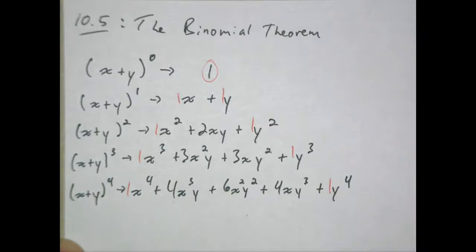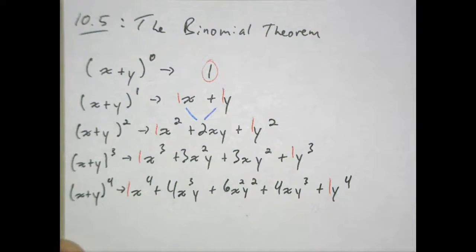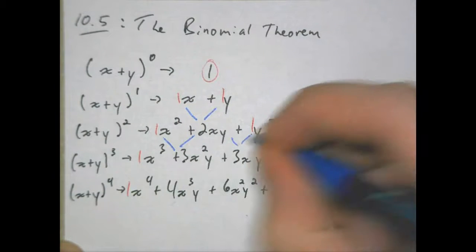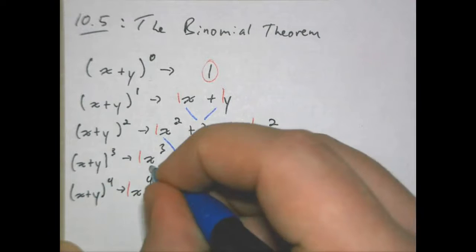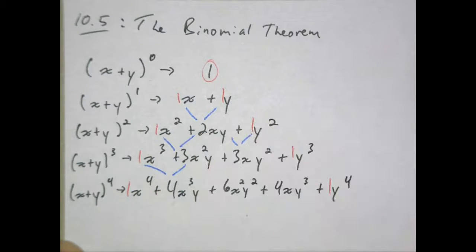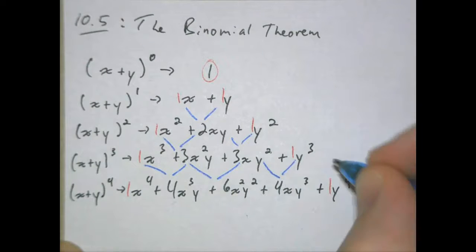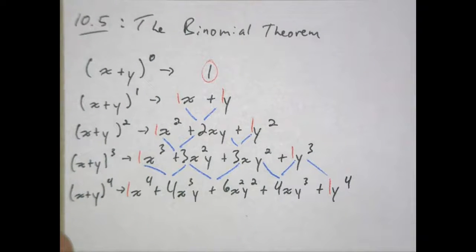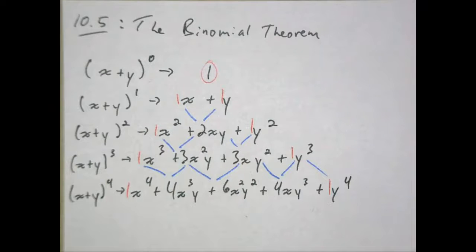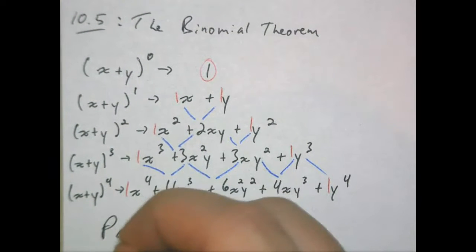So notice here, 1 plus 1 is 2. Whoa. 1 plus 2 is 3. Whoa. And likewise, 2 plus 1 is 3. If you get down to the next row, 1 plus 3 is 4. 3 plus 3 is 6. 3 plus 1 is 4. And then we just have the 1 on the outside. So what we named this was Pascal's triangle. So Pascal's triangle.